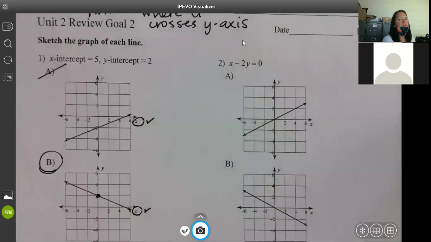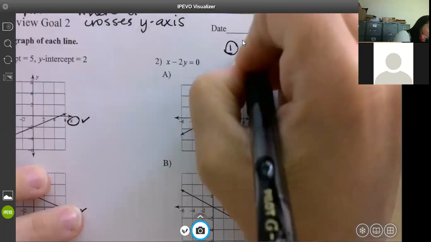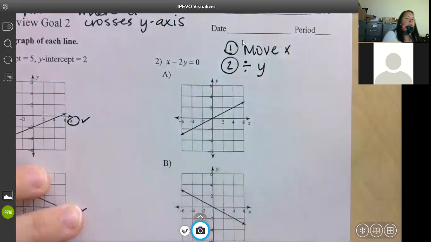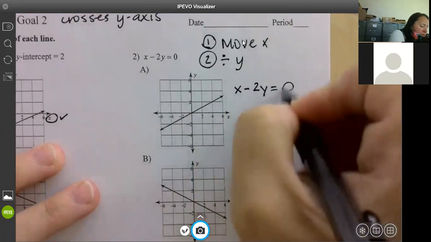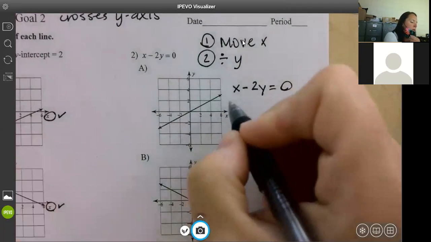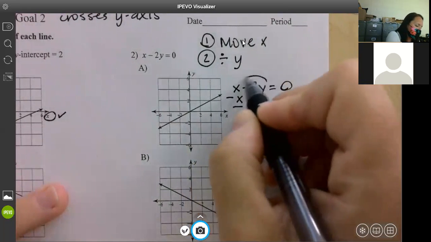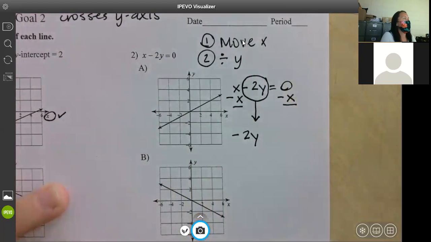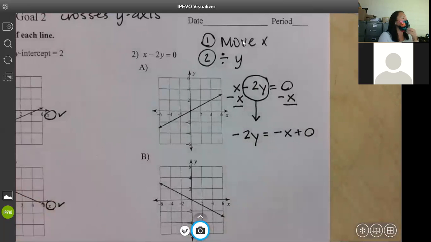All right, so how do I graph number 2? Why can't I graph it like it is? How do we get it in y equals form? You move the x and then divide by the y. So we have x minus 2y equals 0 as our original problem. We're going to move x, it's a positive, so we're going to subtract it to the other side. This is what will mess you up. Bring down the full negative 2y. Don't forget that negative. Equals negative x plus 0, or you can just have negative x.